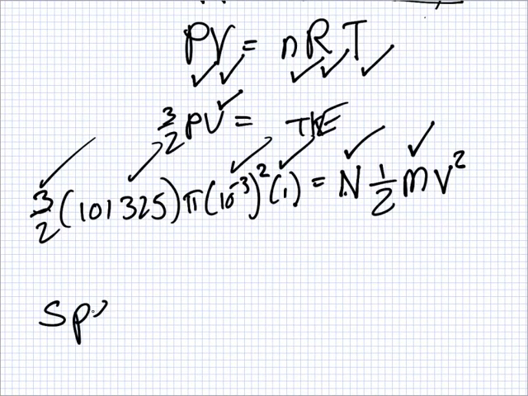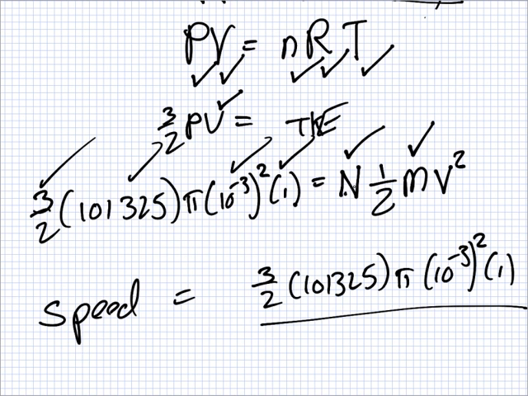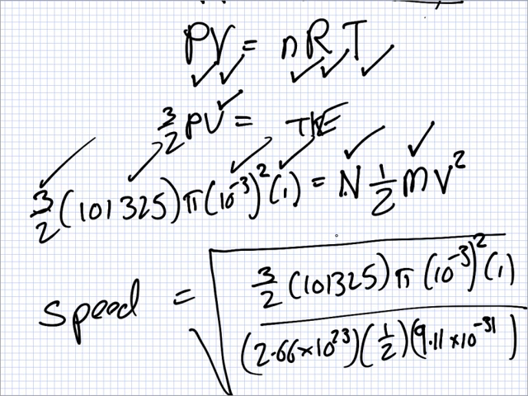So the speed will equal the square root of 3/2 times 101,325 times pi times (10 to the minus 3) squared times 1, over. Now what did we say the n was? Did you write it down, the number of electrons? 2.66 by 10 to the power of 33. Okay, a half. And then what did I say the mass of the electron was? Like 9.11 by 10 to the power of minus 31. Okay, and then we need a square root here, because I just took this under a square root. Right, let's type this in.